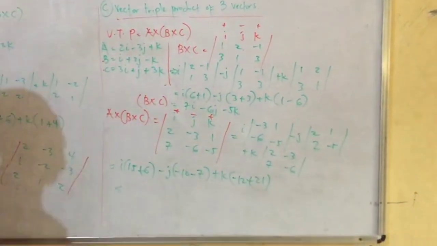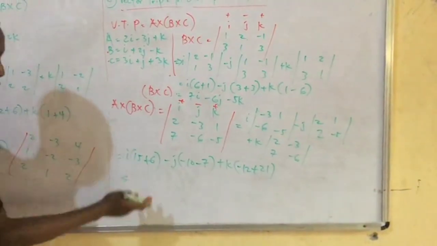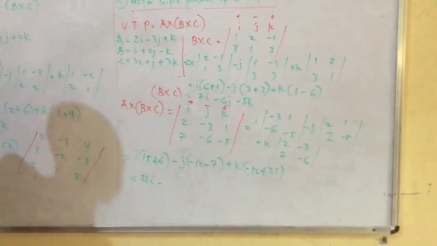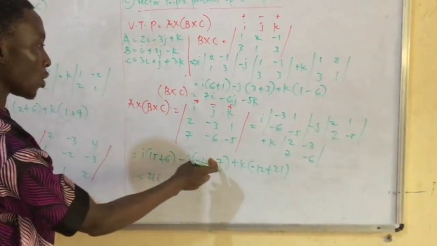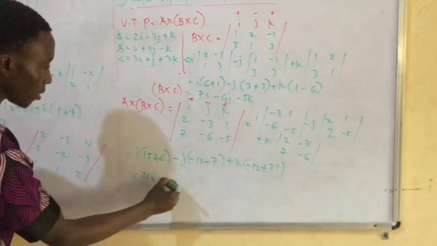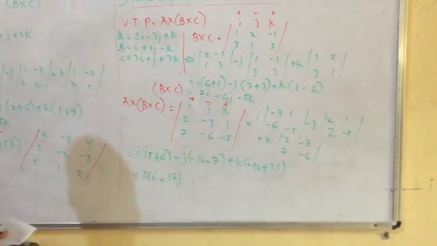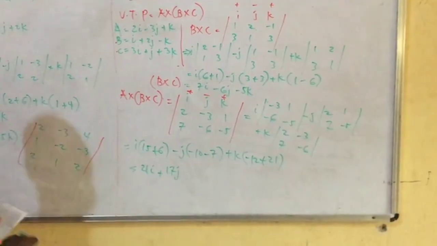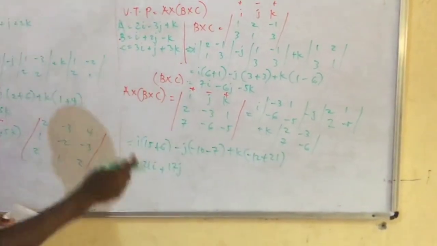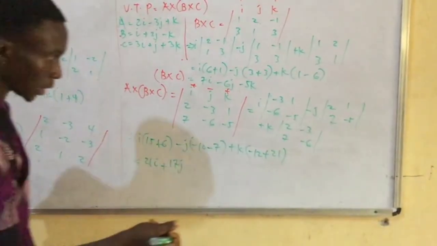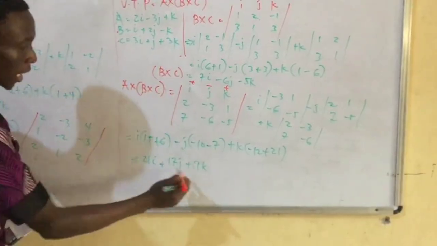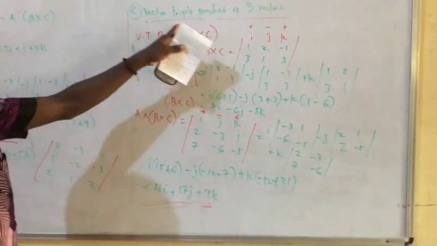So now you can combine. 15 plus 6 here will give us 21. We have 21i, minus, here we have minus 10 minus 7, that's minus 17. Then multiply the minus outside, that will be plus 17, plus 17j. And the last one here, we have minus 12 plus 21. That should give us plus 9. Yes, plus 9k. So this is our answer for the vector triple product of three vectors.